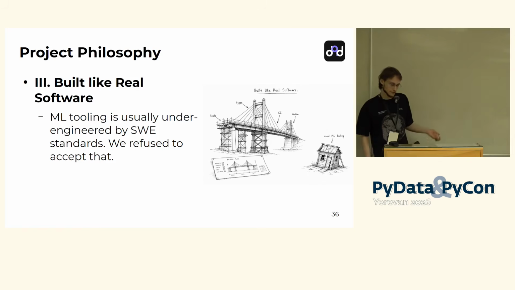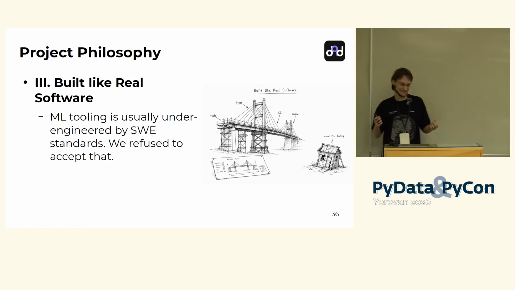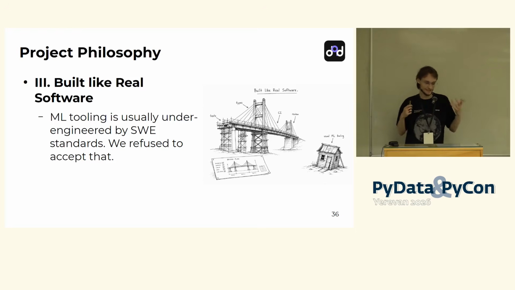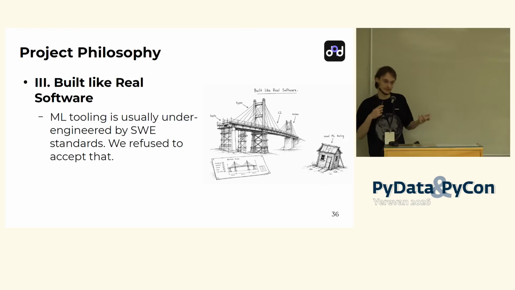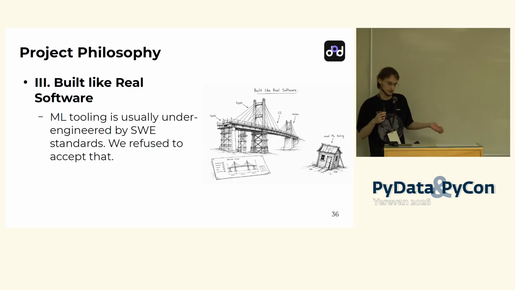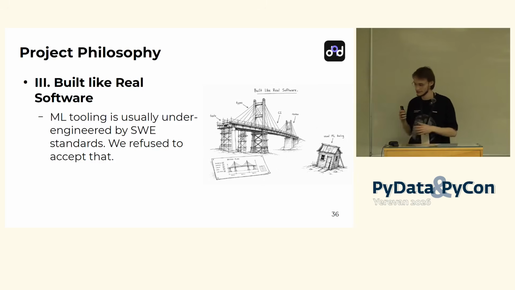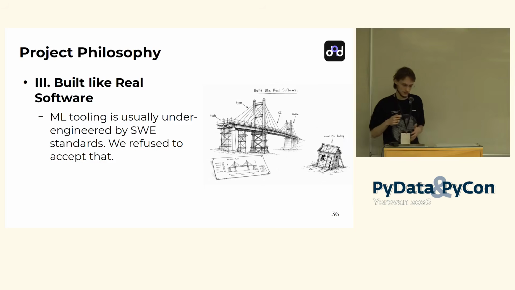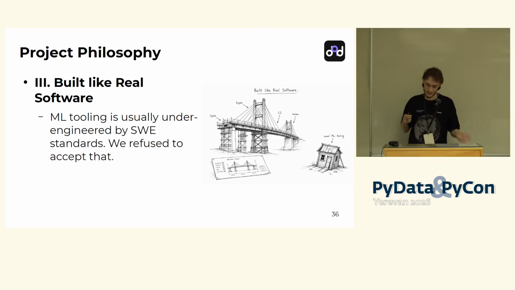And the third principle is pretty controversial, but I'd name it that we wanted d9d to be built like real software. We usually see a problem that some ML tooling is under-engineered by switching standards. For instance, no strict type checking, leading to type errors, no strict linting, and so on. We actually refuse to accept that, because now we can use a modern stack for it.